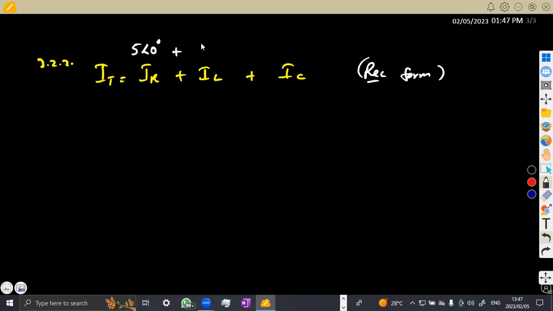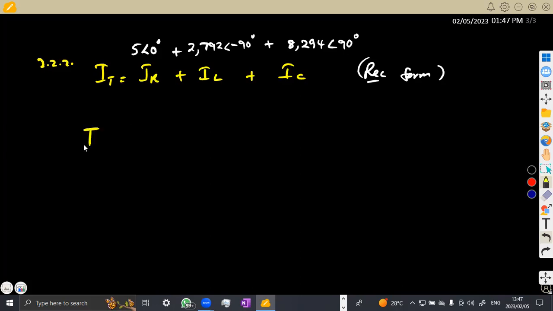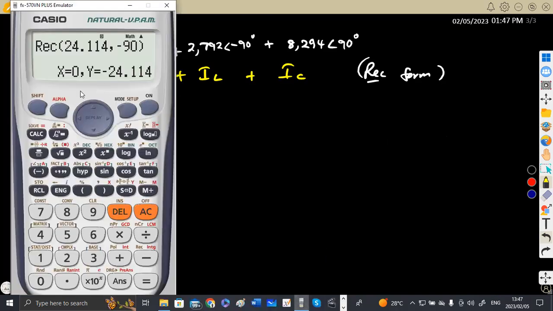Our current in the inductor, if you still remember those answers, it was 2.792 angle of minus 90 degrees. Our current in the capacitor, it was 8.294 angle of 90 degrees. It's best for you to convert these to rectangular form so that you can add. Okay, so let's convert these to rectangular form. So the total current is going to be IR in rectangular form. Remember, guys, what I told you to convert to rectangular form. It's shift rec, which is shift minus.